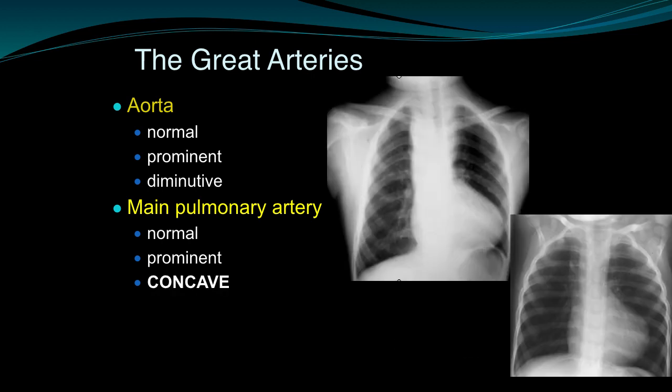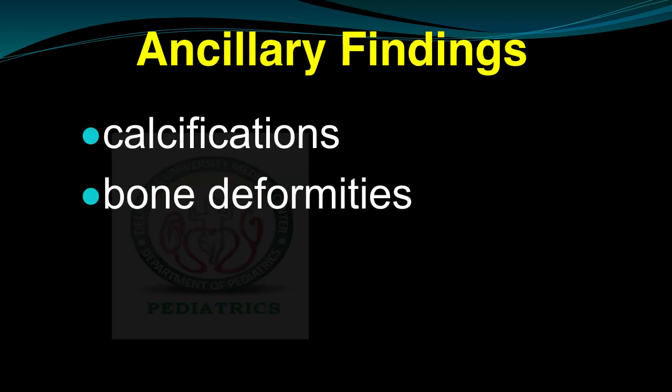The next slide shows you a concave MPA typically seen in congenital heart disease with decreased pulmonary blood flow secondary to a small PA or an obstruction of the right ventricular outflow tract or secondary to a pulmonary stenosis. This chest X-ray shows you a typical concave MPA seen in tetralogy of Fallot or also in patients with tricuspid valve atresia or persistent truncus arteriosus. Ancillary findings. You need to check for calcification, bony deformities.